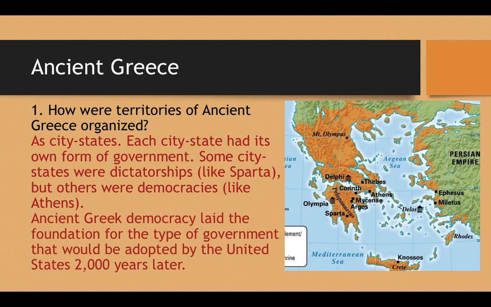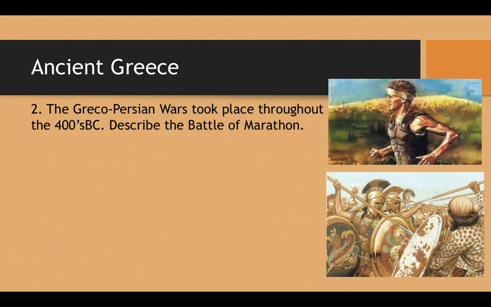nation of Greece. Okay, so ancient Greek democracy laid the foundation for the type of government that would later on be adopted by the United States about 2,000 years later. They were the first ones to use democracy.